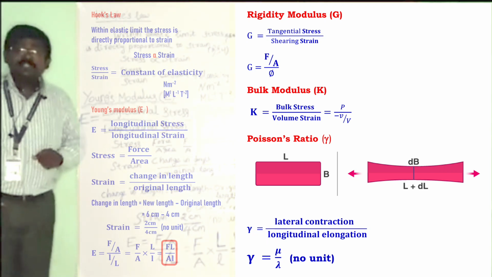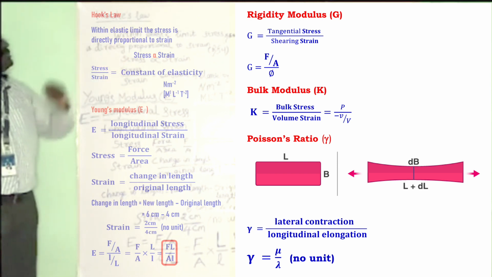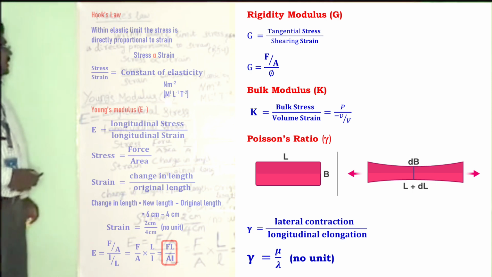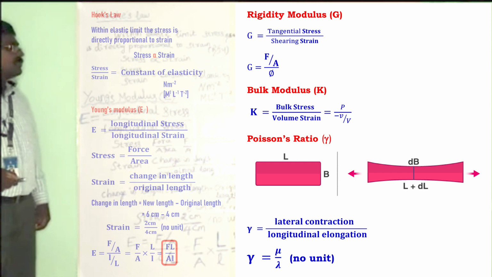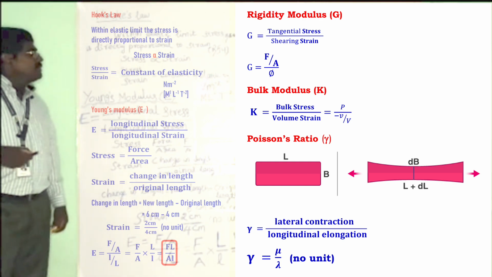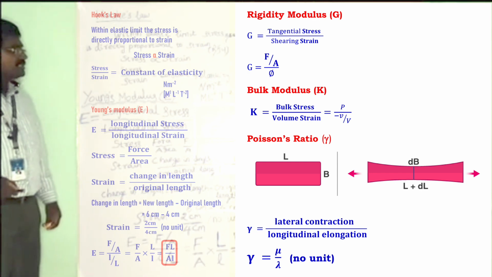So far we have studied three moduli. What are they? Young's modulus, rigidity modulus and bulk modulus. Young's modulus related to length. Rigidity modulus related to angle. Bulk modulus related to volume. So all the moduli have the unit Newton per meter square. Then we shall study Poisson's ratio.